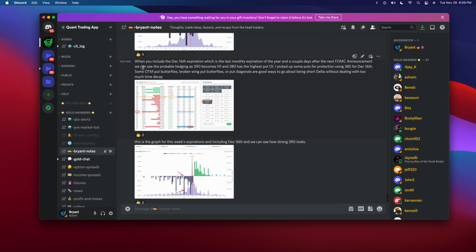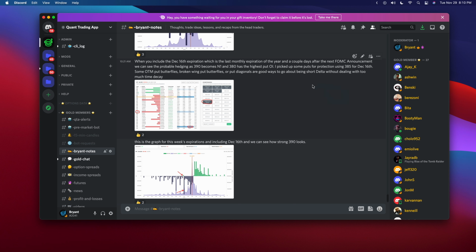So I said for the December 16th expiration, which is likely the next FOMC, we can see that 390 becomes N1 and 380 has the highest put OI. I picked up some puts for protection using 385 for December 16th. Some out-of-the-money put butterflies, broken wing put butterflies, or put diagonals are good ways to go about being short delta without dealing with too much time decay. So this happens to me.